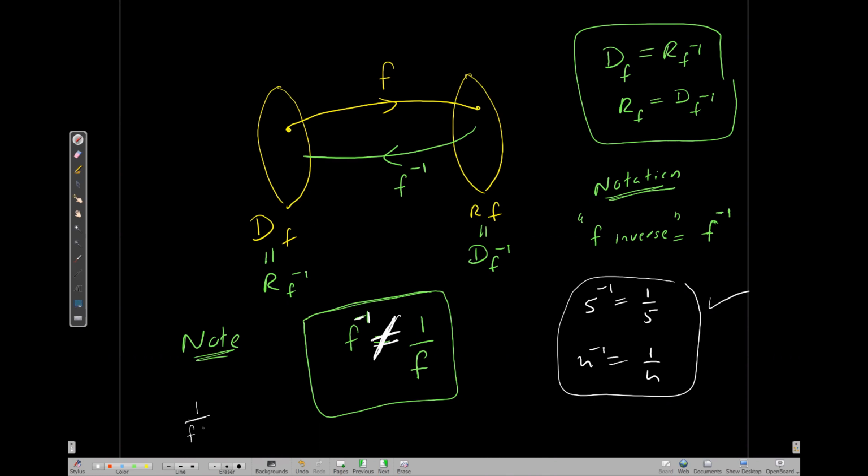On the other hand, whenever you have to write 1 over f of x, we just write this. We do not use f raised to the negative 1th power notation. Okay, that must be clear.